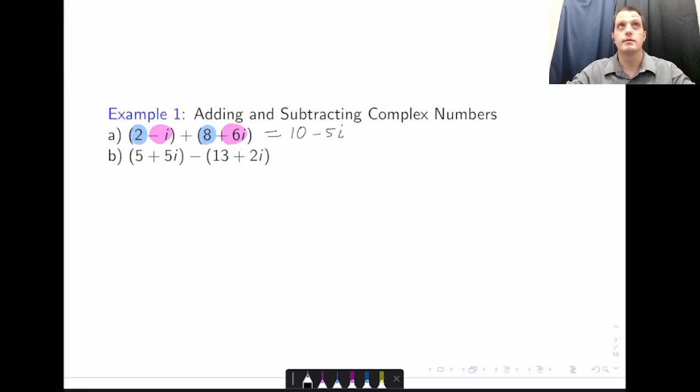Done. Okay, next. Now we need to subtract, so we're going to need to distribute that negative. So we're going to get 5 minus 13, which is negative 8. Then we're going to do 5 minus 2, which is going to give us a plus 3i. Not so bad.